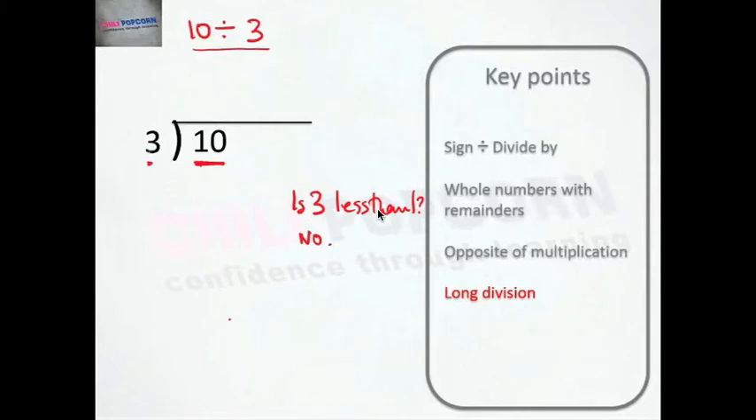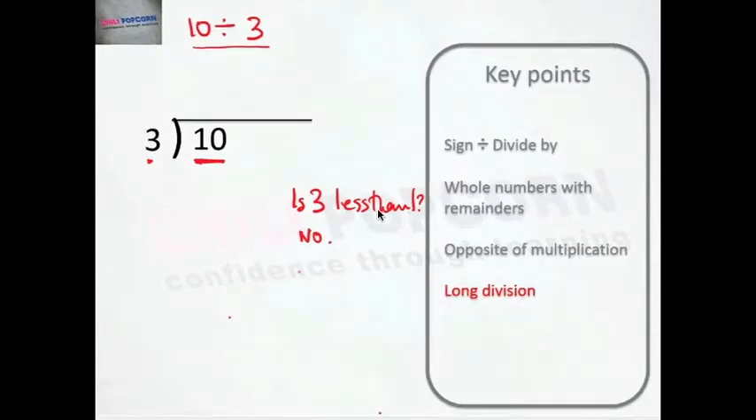And we say, is 3 less than 10? And we know that, yes, 3 is less than 10. So we ask the question, is 3 less than 10? If the answer is yes, then we can do our division. Now to do the division, we have to go to our multiplication times table.